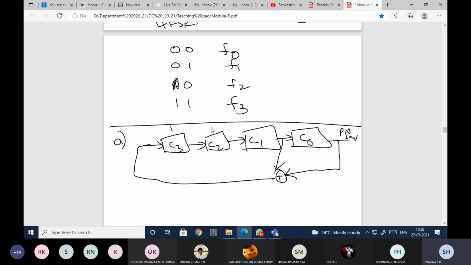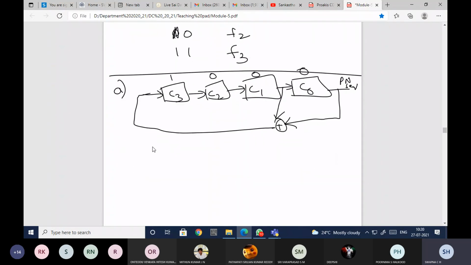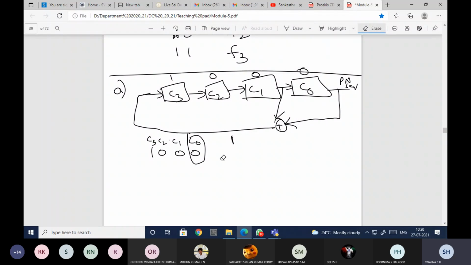And he's saying that the initial values of the flip flops are 1, 0, 0, 0. So 1, 0, 0, 0 are the initial outputs of these flip flops: C3, C2, C1, C0. Here this C0 will indicate the PN sequence as well. The C0 output is nothing but the PN sequence. The PN sequence output is nothing but C0.